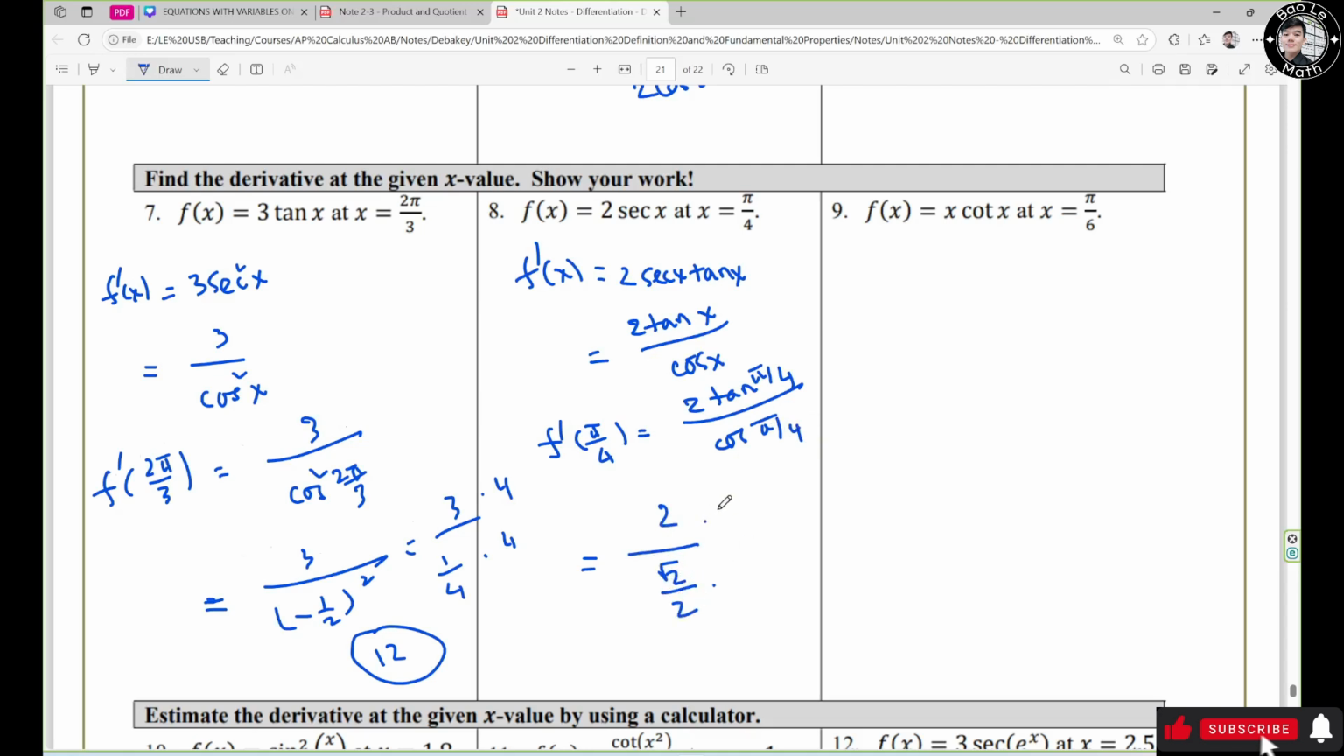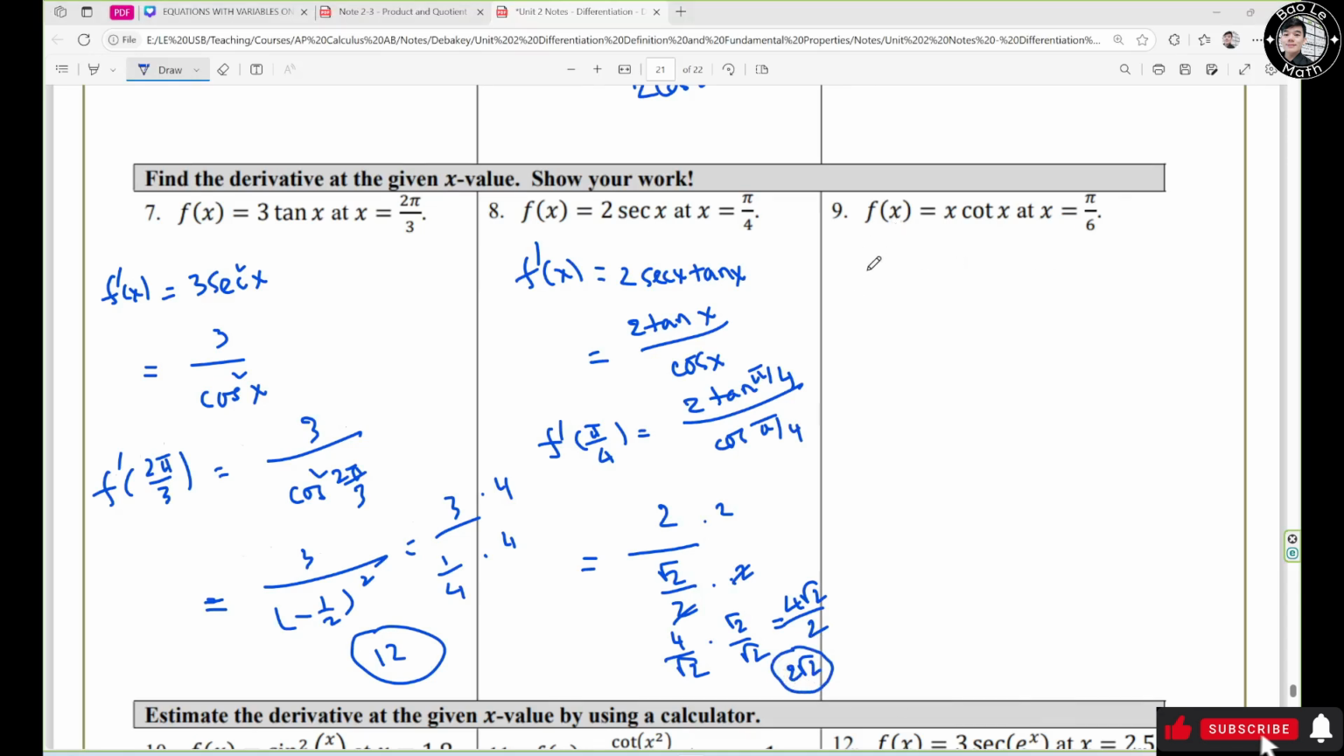Now multiply the top and bottom by 2. So it's going to be, this guy cancels out. So it could be 4 over root 2. Now multiply the top and bottom by root 2. So the answer should be 4 root 2 over 2. Or divide the top and bottom by 2. So it could be 2 root 2 is the final answer, right?